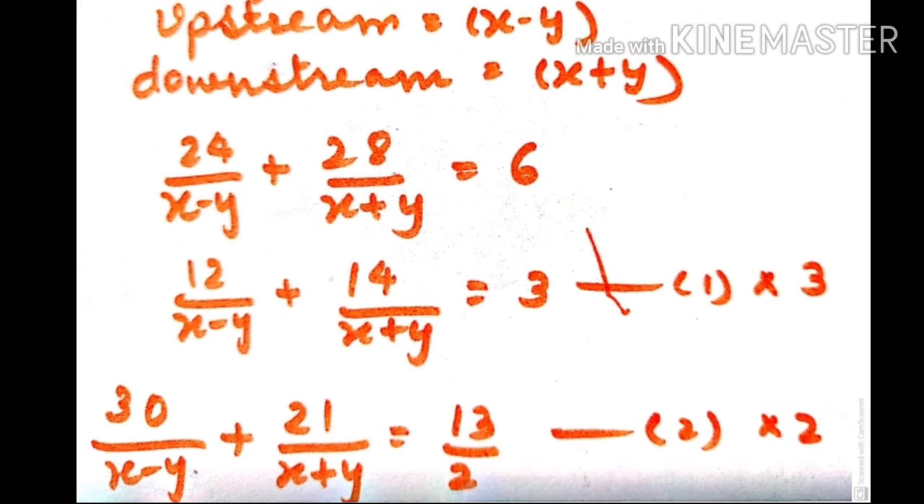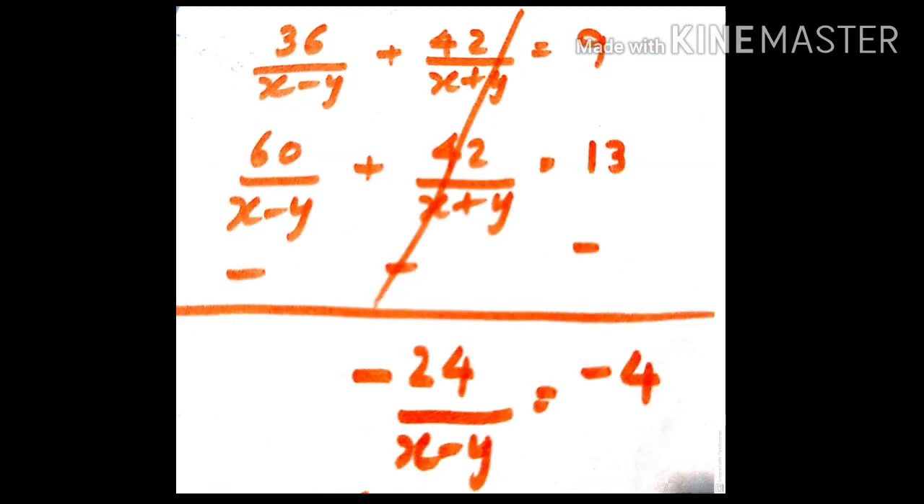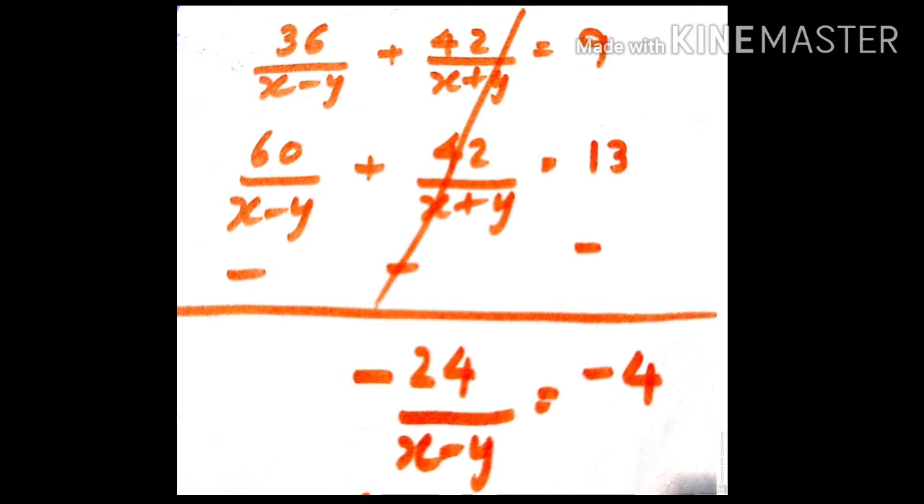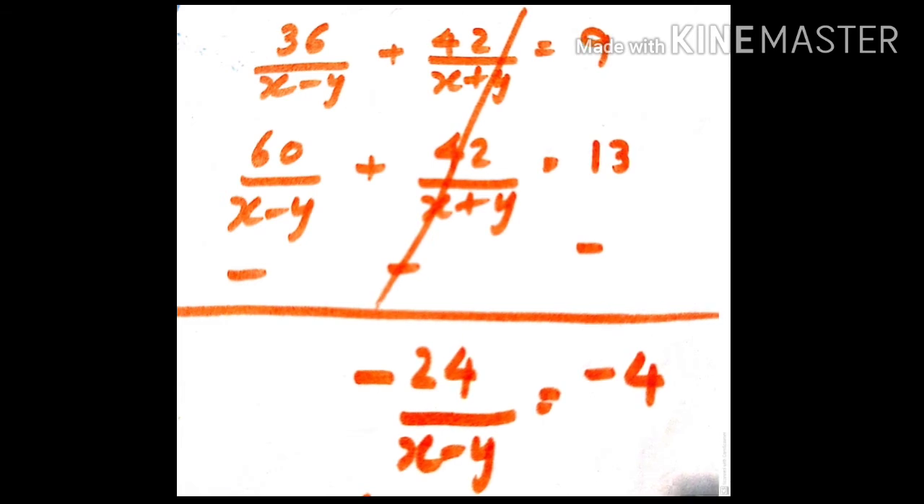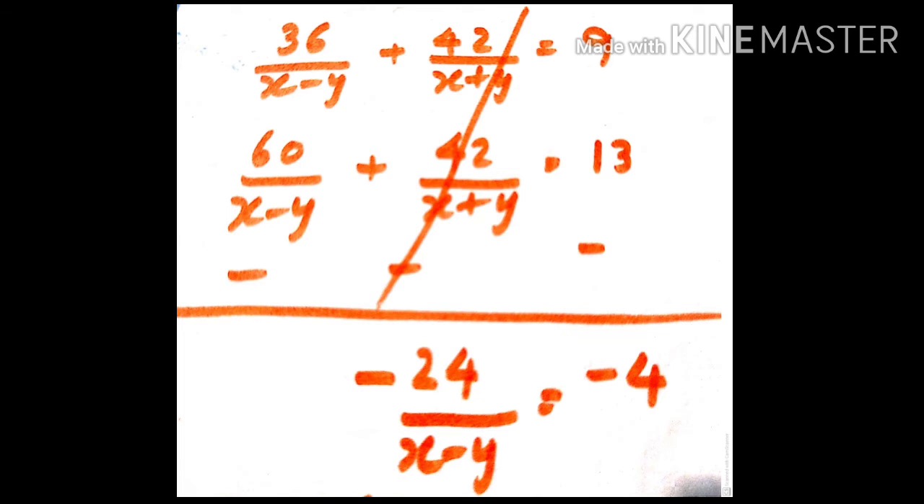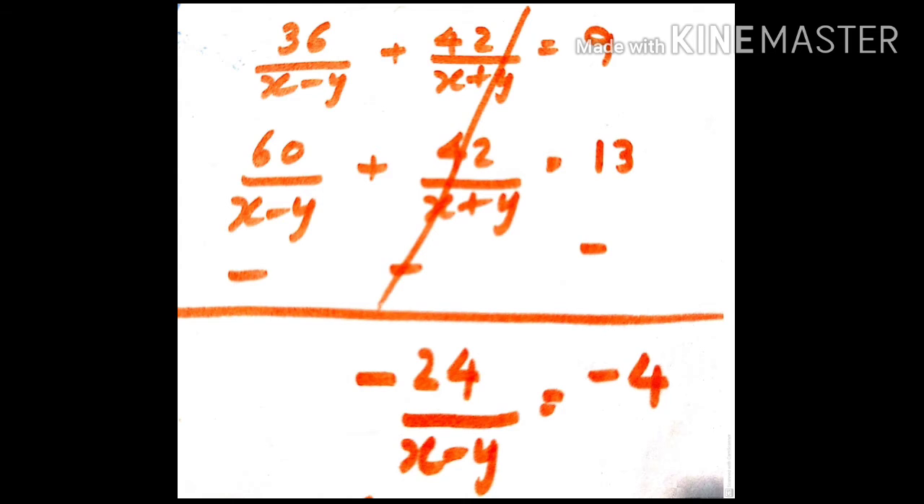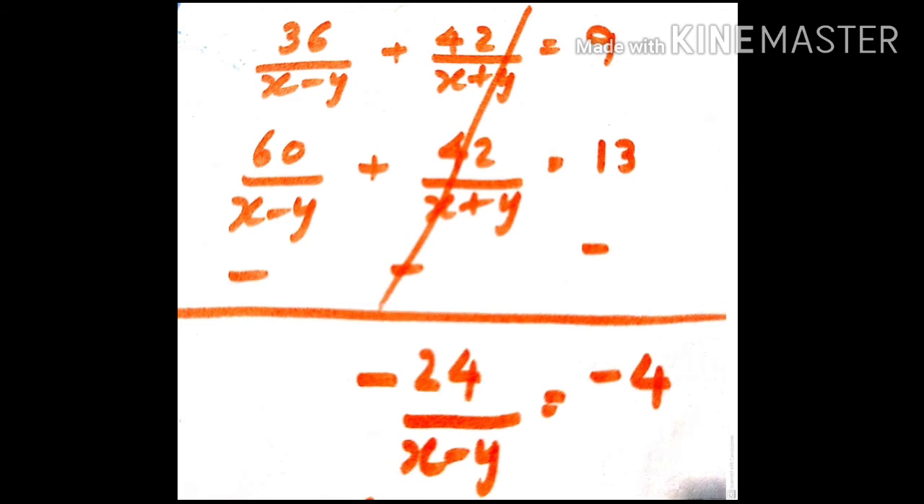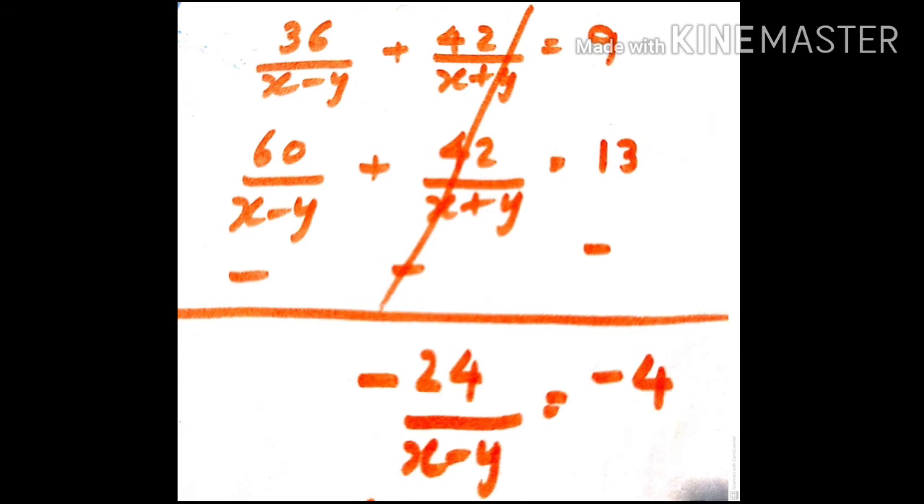Okay, so multiplying the first equation by 3, I get 36 upon x minus y plus 42 upon x plus y is equal to 9, and equation 2 by 2, I get 60 upon x minus y plus 42 upon x plus y is equal to 13. Now taking subtraction all over, the 42 upon x plus y term gets cancelled, and minus 60 plus 36 is minus 24 upon x minus y, is equal to minus 13 plus 9 on the right side, which is minus 4. So I found minus 24 upon x minus y is equal to minus 4.